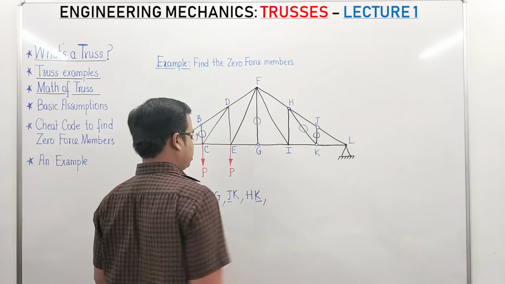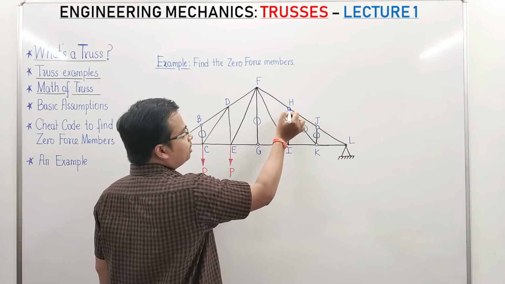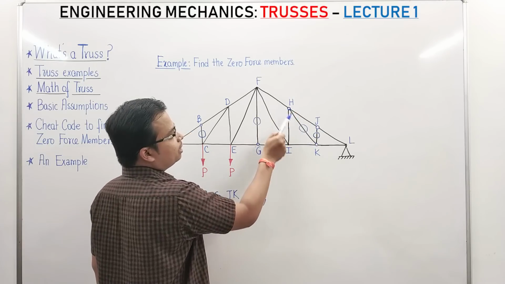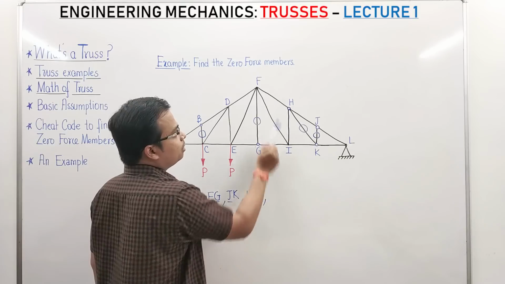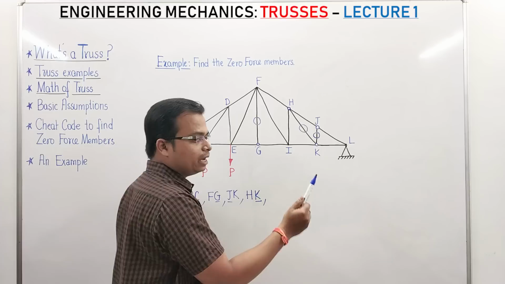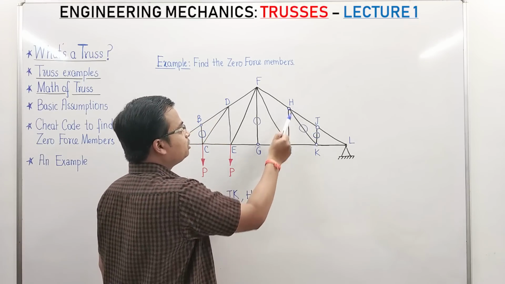Focus on H. Just try to focus on H. If you watch carefully, joint H has four members connected to it: JH, KH, IH, FH. Out of which one member is already zero. So essentially we are left with only three members. That is JH, IH, and FH.